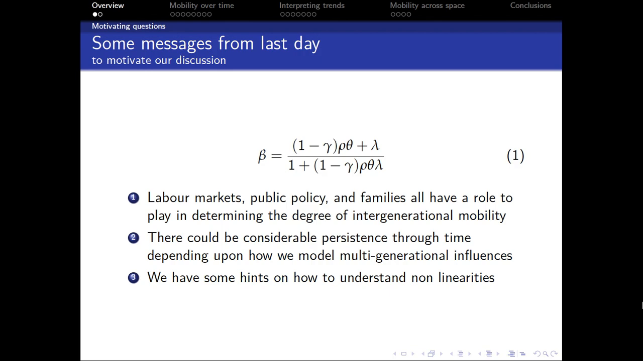Rho is a measure of the return to human capital, and we might think of that as a proxy for labor market inequalities, to the extent to which the returns to capital drive those inequalities. That's bringing in the labor market part of this. And the parameters theta and lambda both have to do with family, but also how family interacts with government policy.